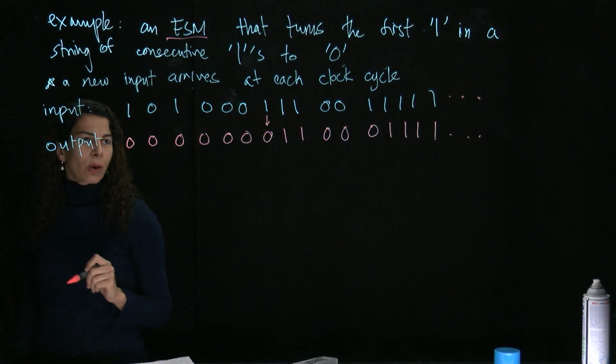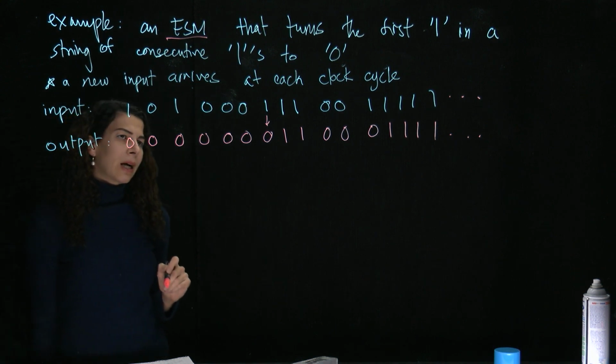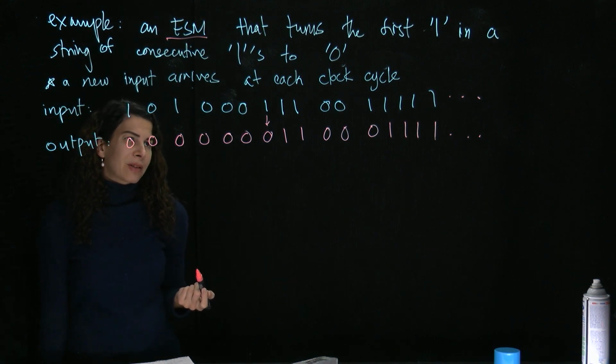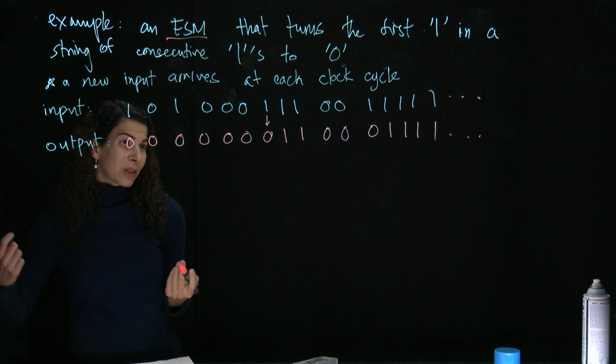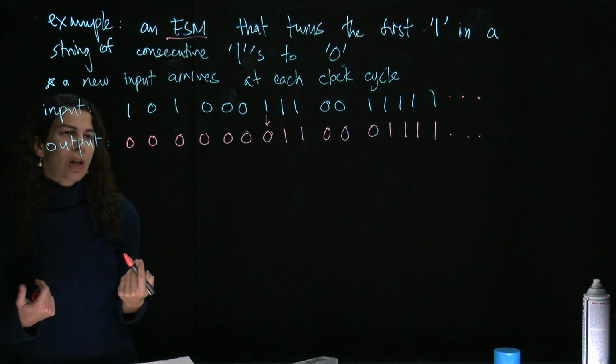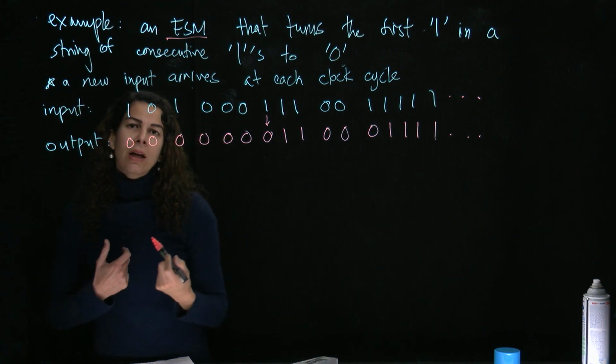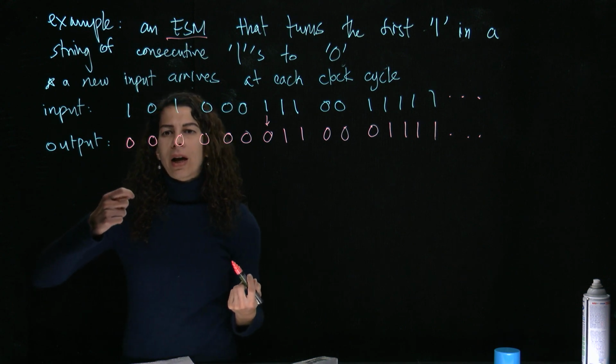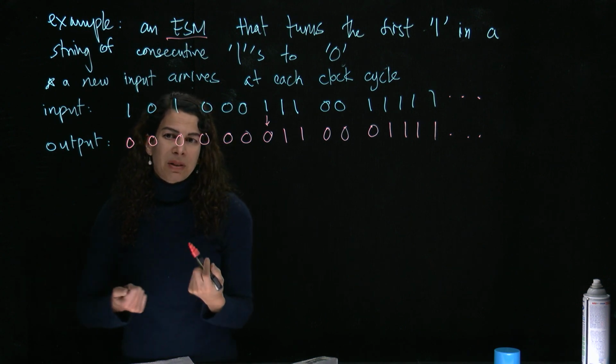So the question is, how many states do we have for this? And there are many ways to design this. You could design this by saying I am in some state and I'm seeing a 0.